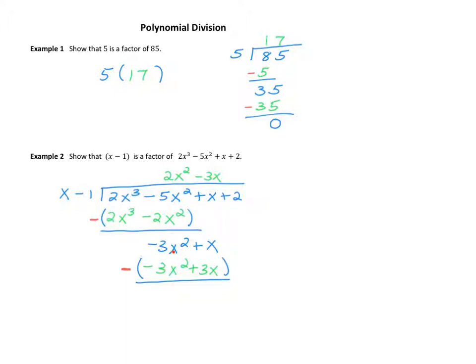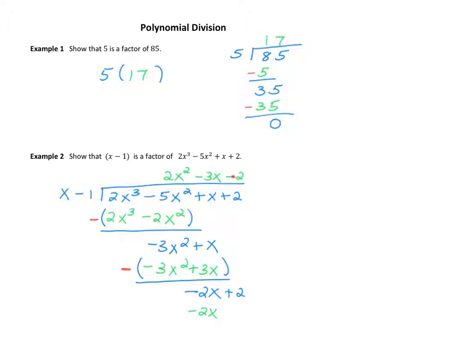Now I also have x minus 3x, which gives me negative 2x. And I'm almost done. I'm going to bring down this positive 2, and we're at our last spot. We're at the last place value, just like up here. Okay, I now have to put something here to multiply to x minus 1 to get a negative 2x. And that choice must be minus 2. So negative 2 times x gives me negative 2x.